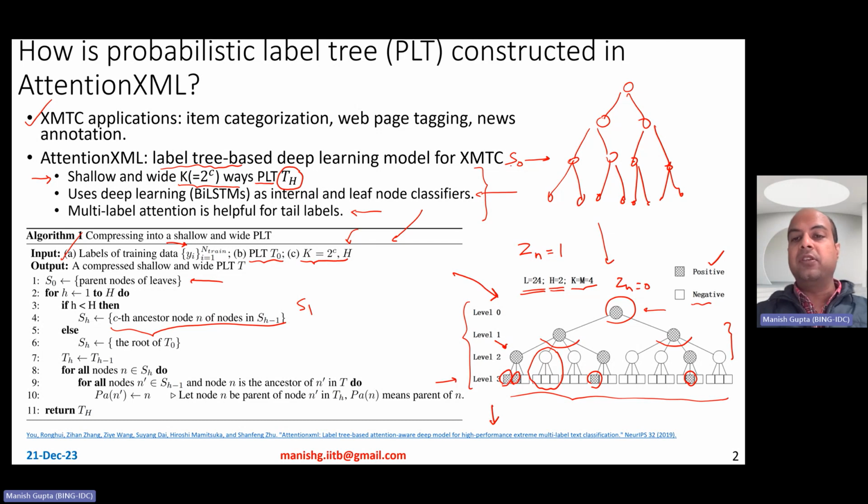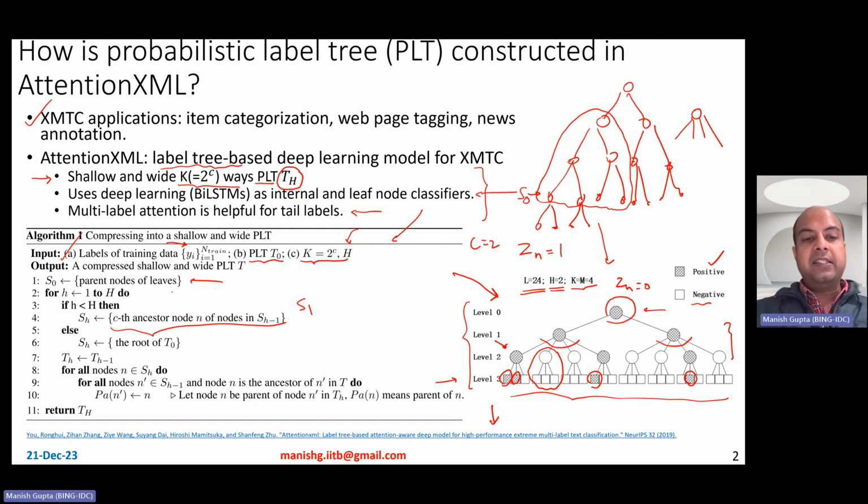So if this was level S0, maybe, to make it more fun, let me call this level S0 and imagine that there is a level of leaves below it. Okay, so this is S0. And if I fix C as 2, what I'm going to do is look at this entire subtree and merge it into one node. So basically, I'm now going to have 4 children directly. So that's that. So Sh is essentially the C-th ancestor node of nodes in S(h minus 1).